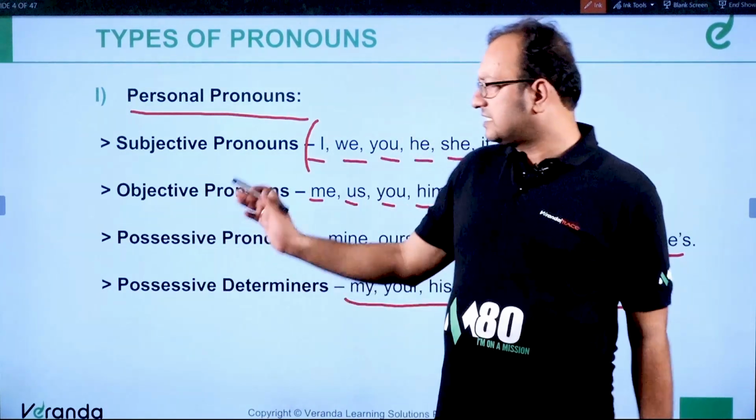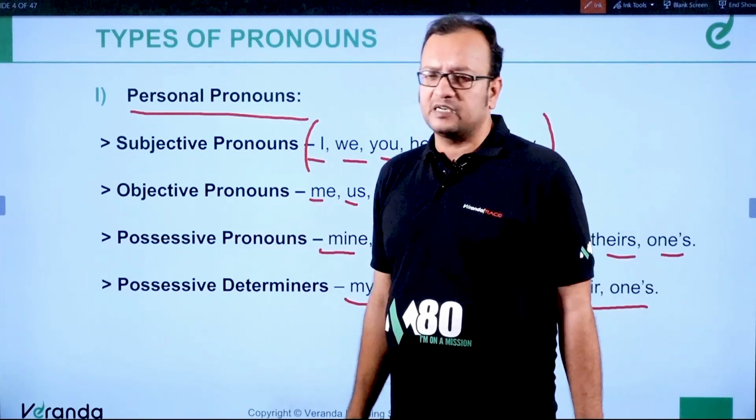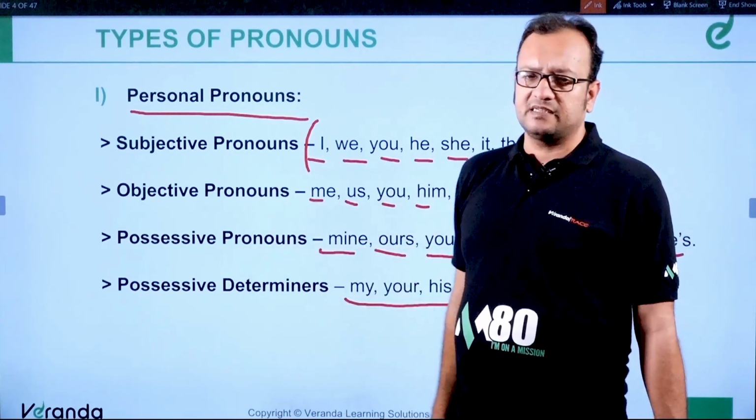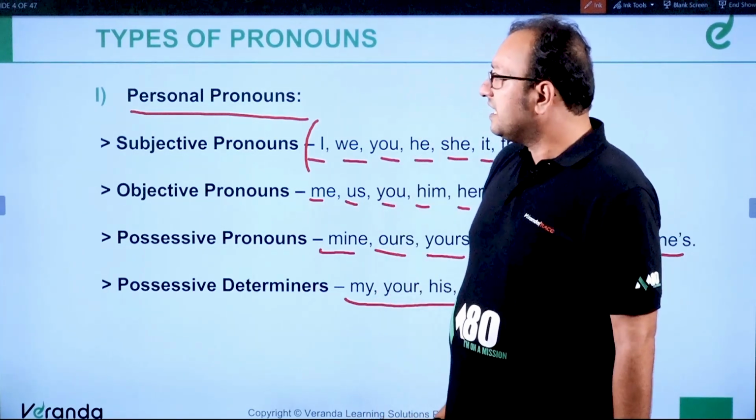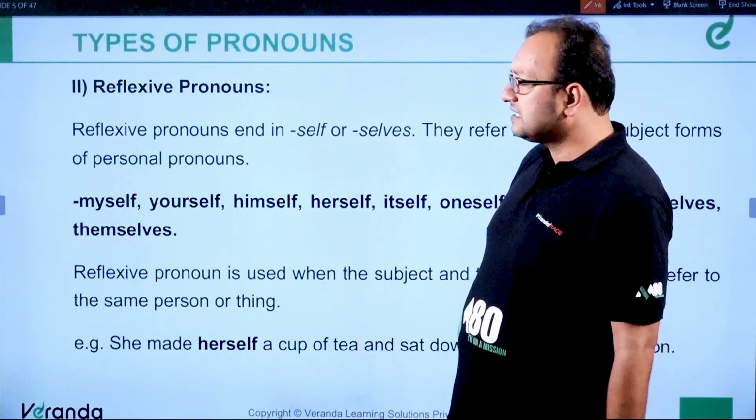These are personal pronouns: subjective, objective, possessive pronouns and possessive determiners. Clear? Moving ahead, we were discussing the types of pronouns.